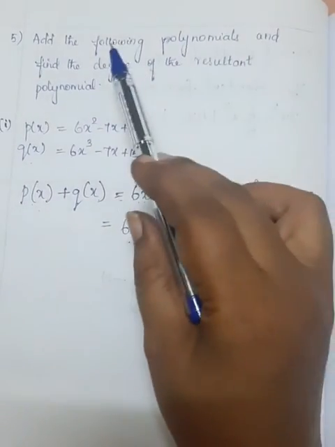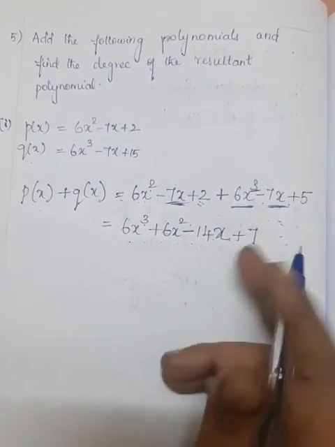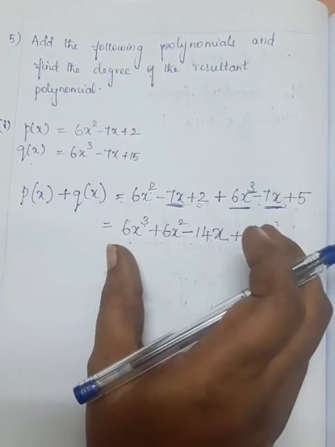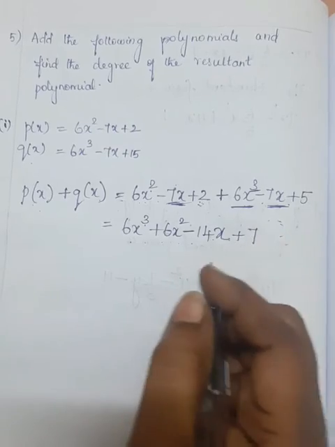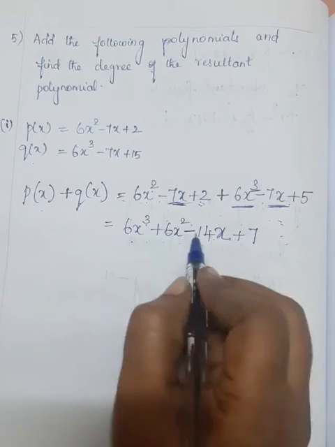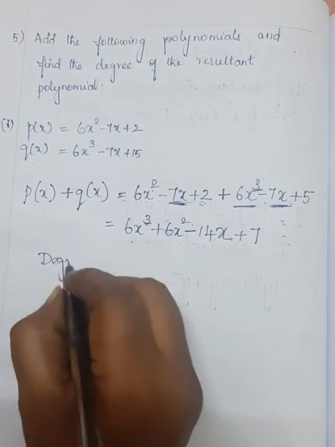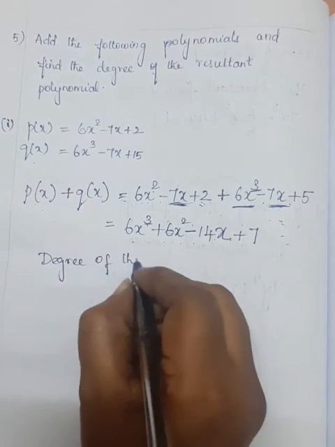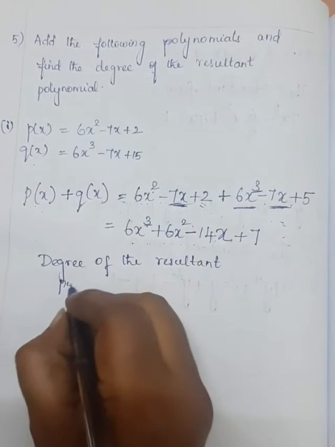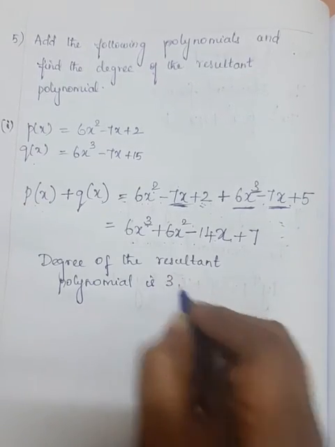Next what they have asked, add the polynomial and find the degree of the resultant polynomial. What do you mean by resultant polynomial? The answer what you got is the resultant polynomial. From this answer, they have asked us to find out the degree. Degree, what is degree? I have told you. Degree means highest power. Which is the highest power in this answer? 3 is the highest power. So what you will write? Degree of the resultant polynomial is 3. This is the answer.